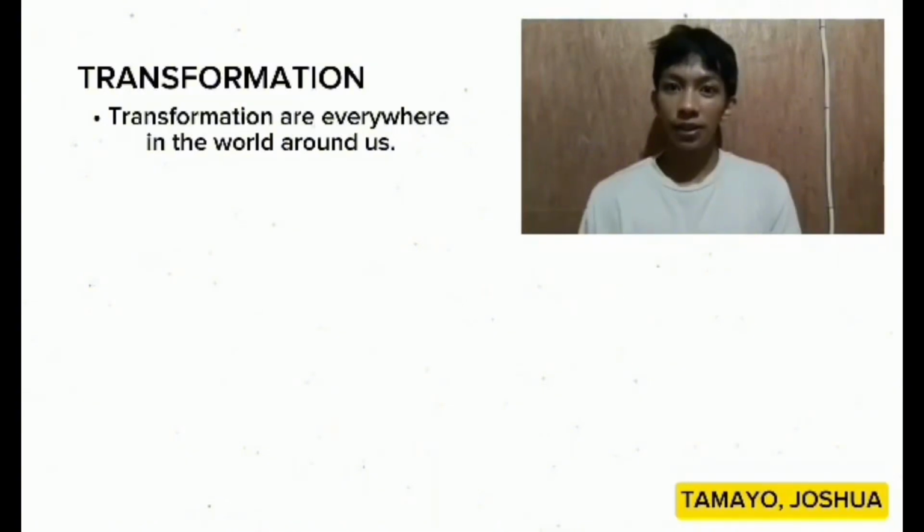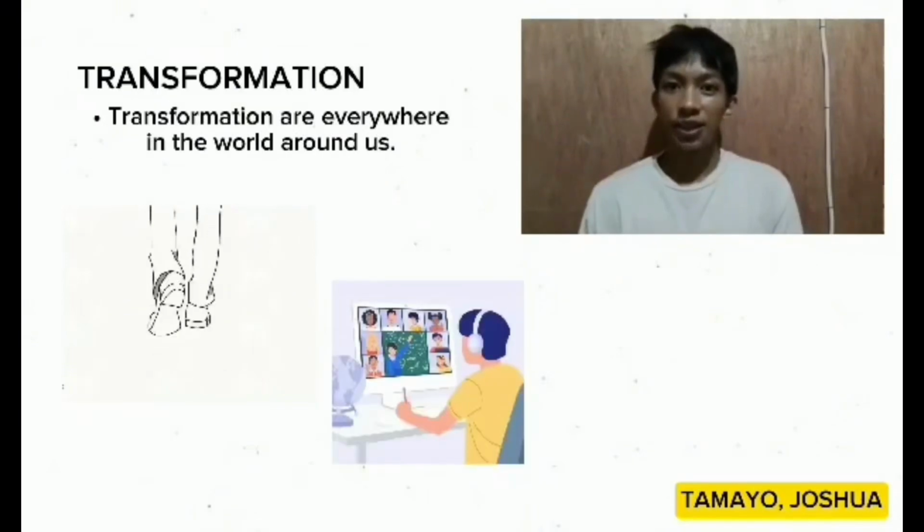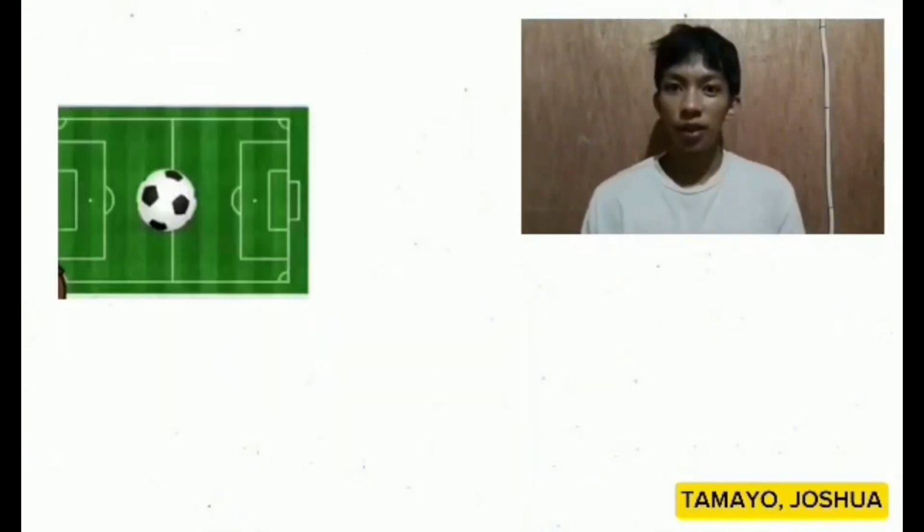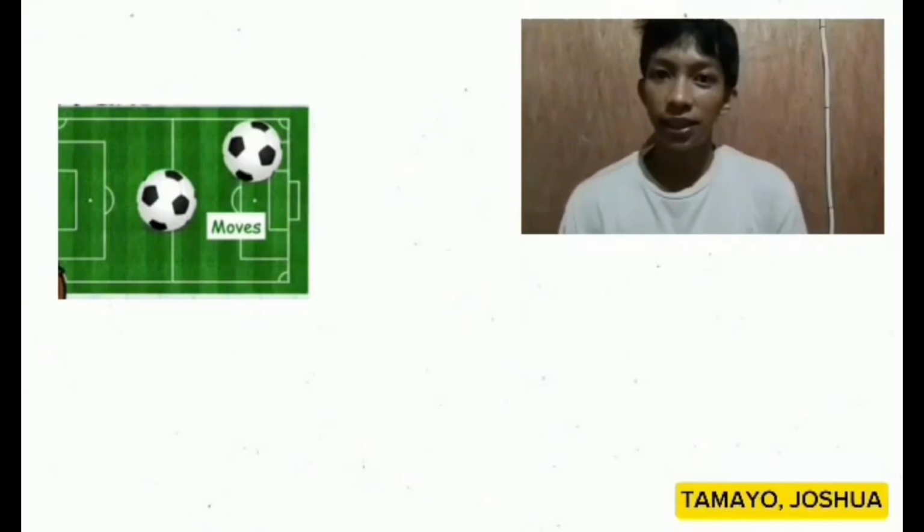Transformations are everywhere in the world around us, from the way we move our bodies to the way images are created on a computer. So imagine a soccer ball in the middle of the soccer field. It moves all around the field in any direction, but it always stays the same size and shape.